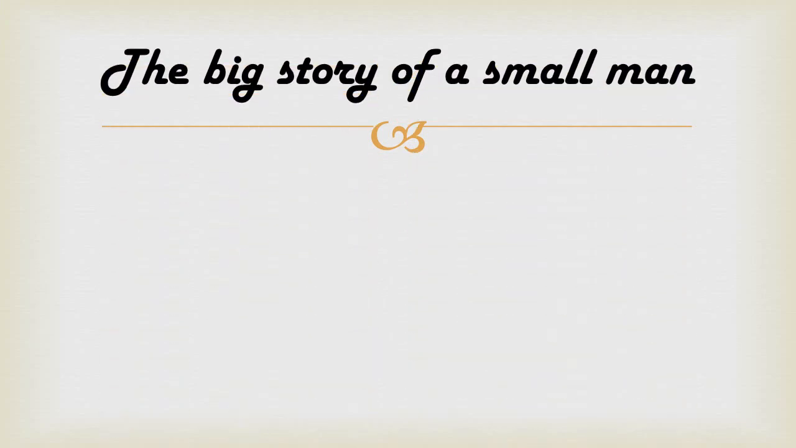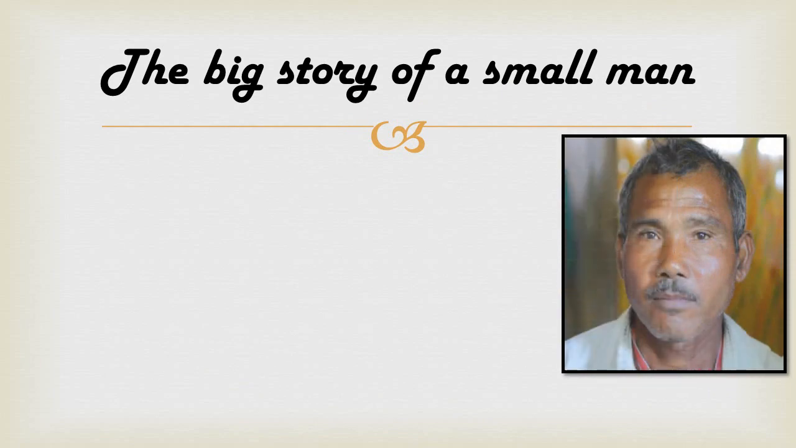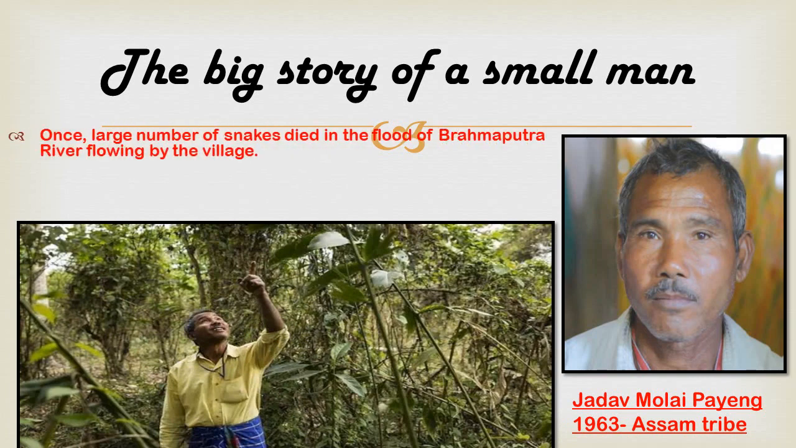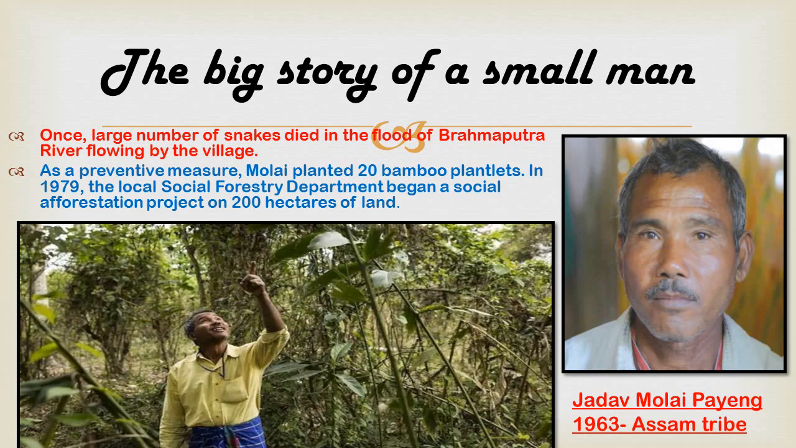Now let us see the big story of a small man. Student, this is Jadav Molai Payeng, a highly capable person born in a nomadic tribe of Assam in 1963. He has been working as a forest worker since the age of 16 years, and once large numbers of snakes died in the flood of the Brahmaputra river flowing by the village, and as a preventive measure, Molai planted 20 bamboo plantlets in 1979. The local social forestry department began a social afforestation project on 200 hectares of land, and Jadav Molai is also known as the man of the forest of India.